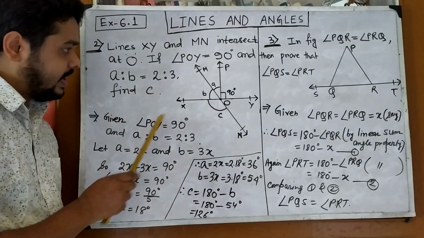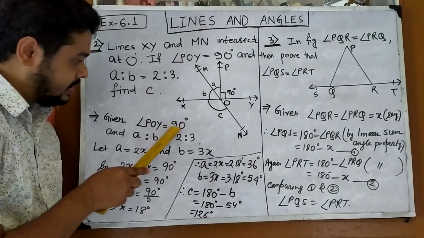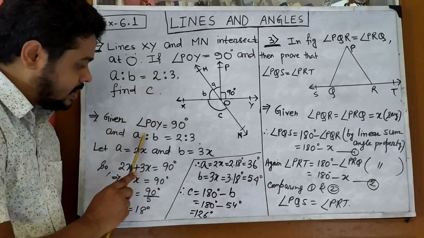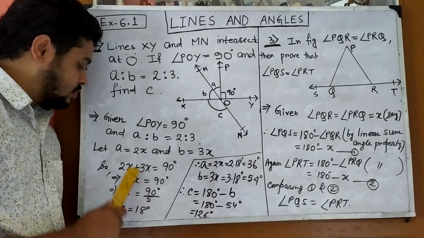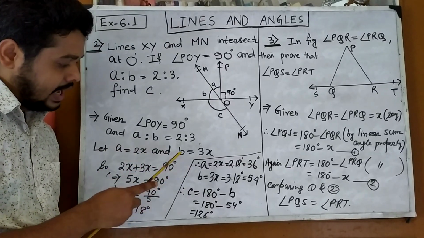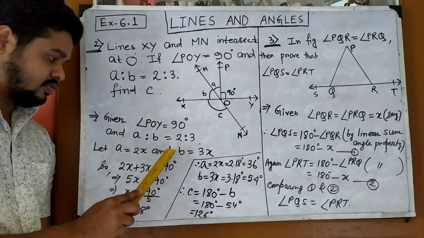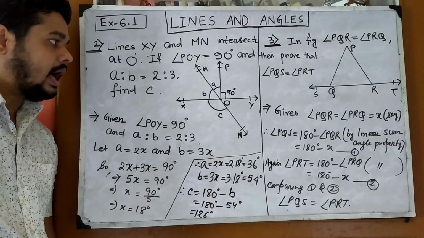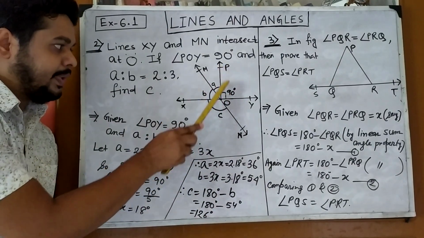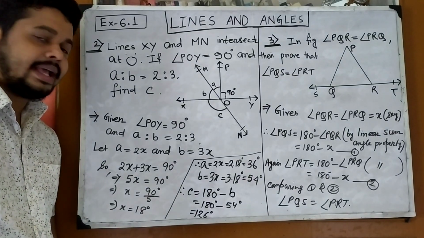Now as given POY equals 90 degree, and also given A is to B equal to 2:3. So we can assume let A equals 2x and B equals 3x. Now if this portion is 90 degree, then automatically POX equals 90 degree by angle sum property.